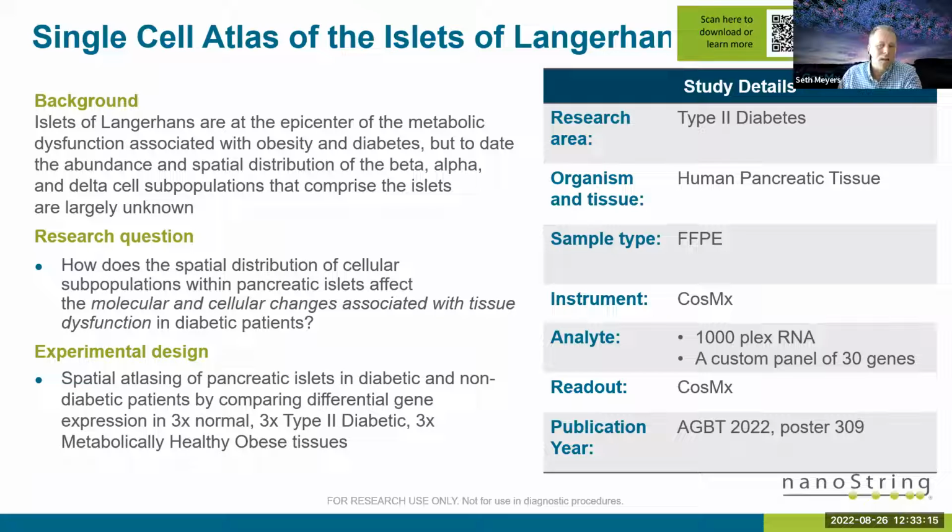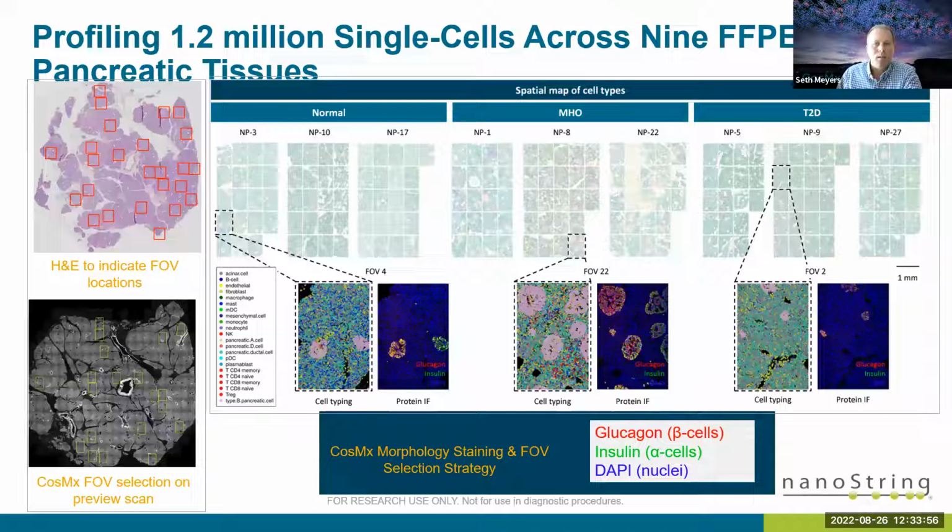Again, they used the 1,000 plex panel plus the custom panel of 30 genes. We can spike in an additional 50 genes of your choosing into any one of the panels. From a morphology marker perspective, he used the B2M CD298 antibody cocktail that we have that's off the shelf and readily available, including pan-CK. He also looked at glucagon and insulin antibodies, adding some customization for some important morphology markers that he wanted to have included as well. So, nice customization that we can utilize. This was highlighted at AGBT this year, and it's poster 309 if there's interest, with some more information on what that looks like.